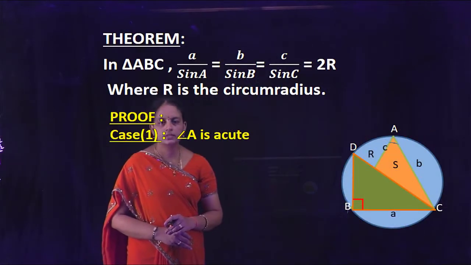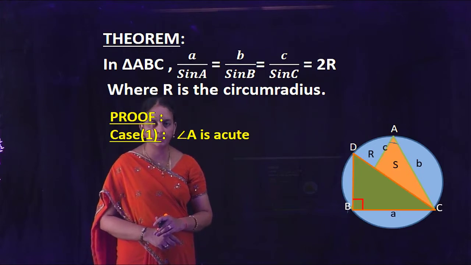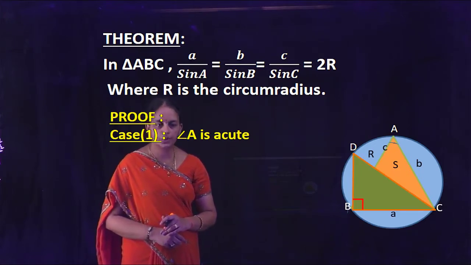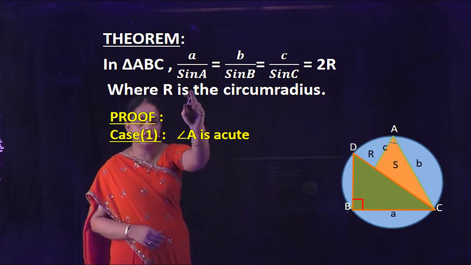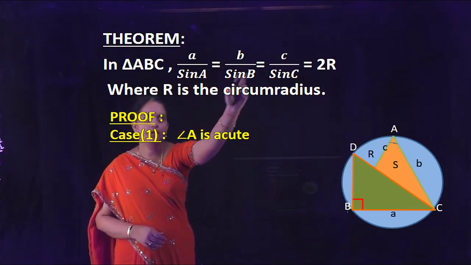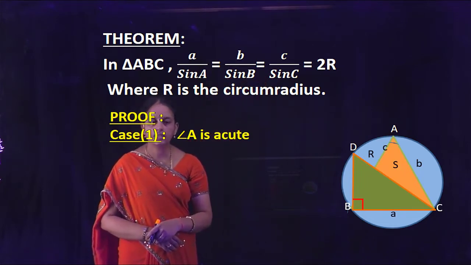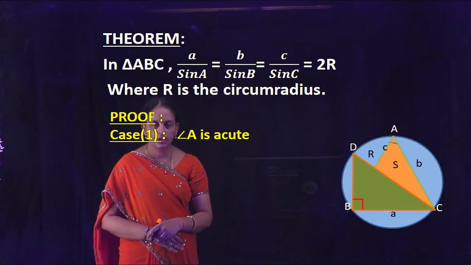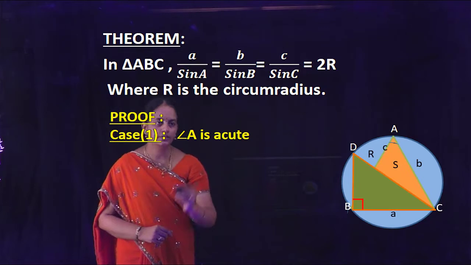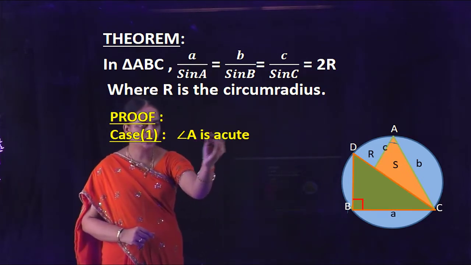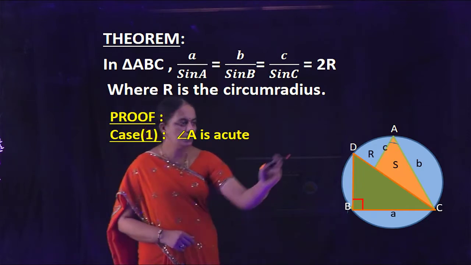Now let us discuss the first theorem in properties of triangles, that is sine rule. Let us see what is sine rule. In triangle ABC, a by sin A equal to b by sin B equal to c by sin C equal to 2R, where R is the circumradius. Let us see the proof. Case 1: angle A is acute. Consider an acute angle triangle.